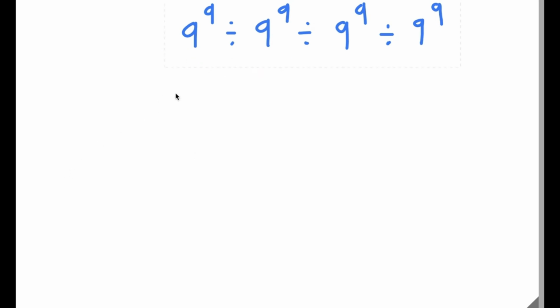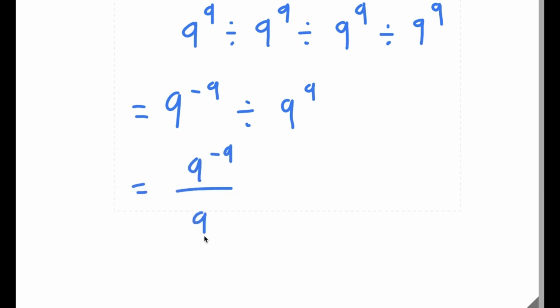I have 9 to the power of negative 9 divided by 9 to the power of 9. Now, this is the same thing as 9 to the power of negative 9 over 9 to the power of 9. And now, if I have something in the form a to the power of m over a to the power of n, this is equal to a to the power of m minus n.